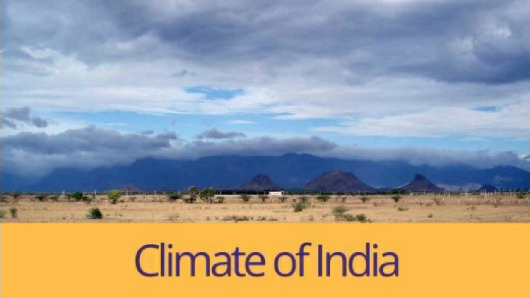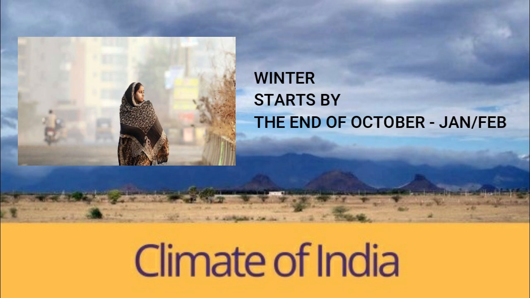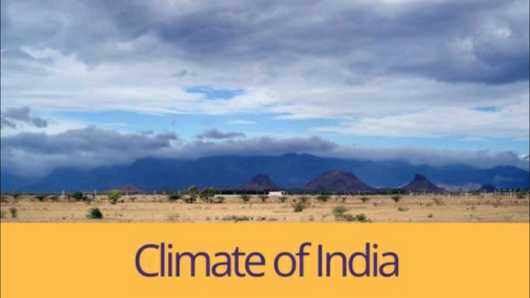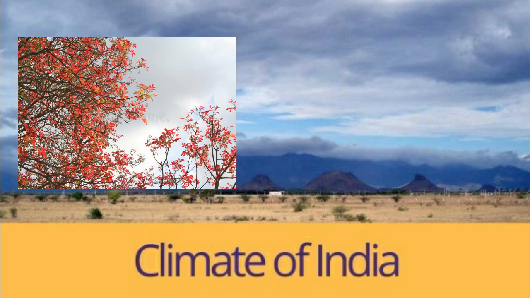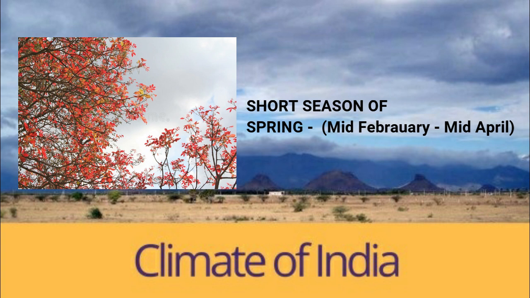Next is the winter season. The winter starts by the end of October. The nights are longer and the days are shorter. The northern plains, mountainous areas and desert areas experience severe winters. January and February are the coldest months. But by the middle of March it begins to get warm as the short season spring heralds the coming of the hot summer.